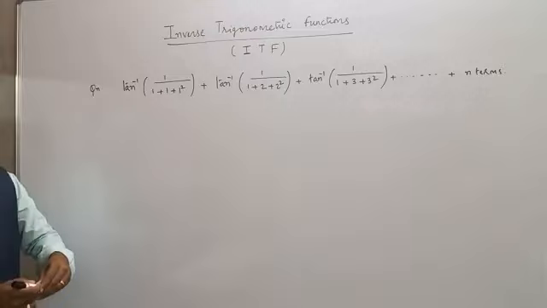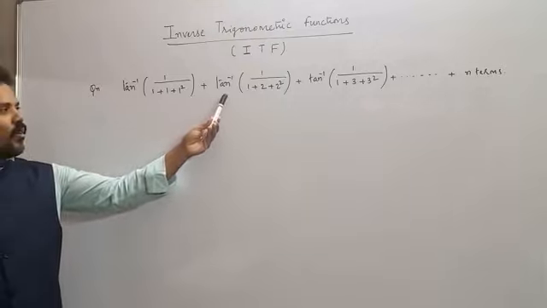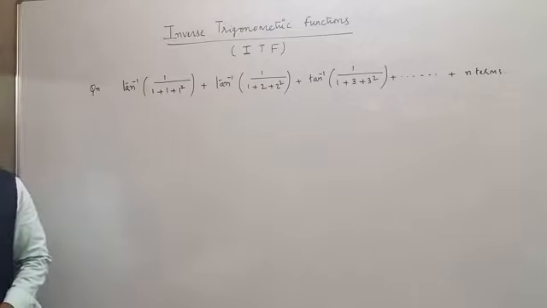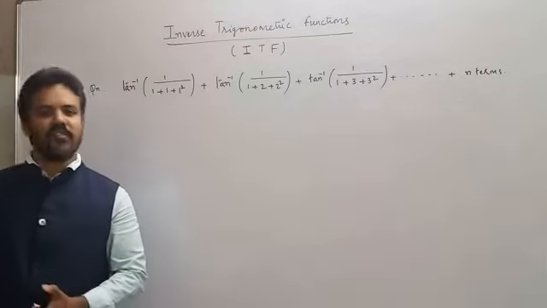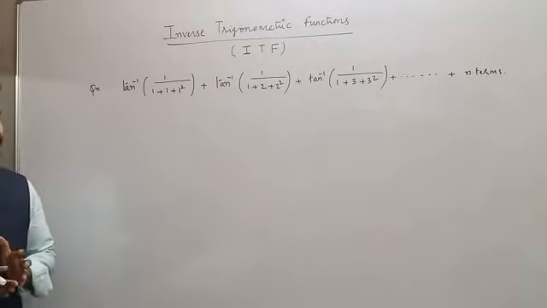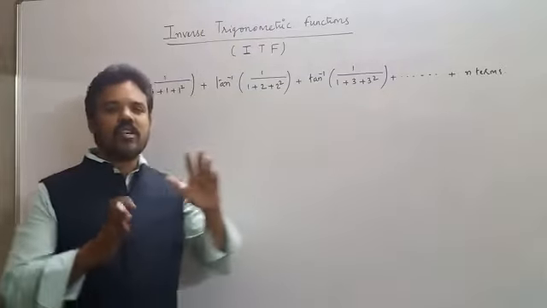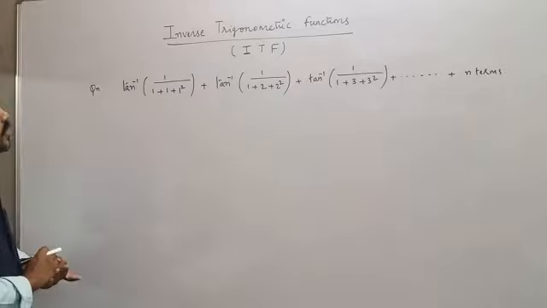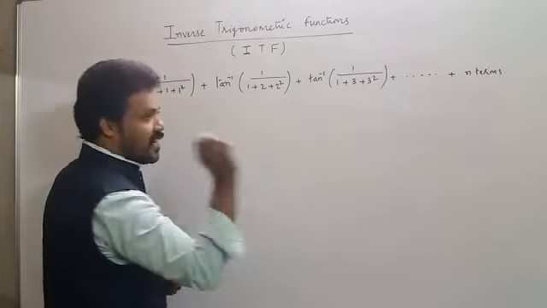Tan inverse 1 by 1 plus 1 square, plus tan inverse 1 by 1 plus 2 square, and so on up to n terms. Sometimes they may ask so on up to infinity. How to solve these kinds of problems? That means the total summation you just express in terms of one general term. The student should be able to write all of these in terms of one general term.